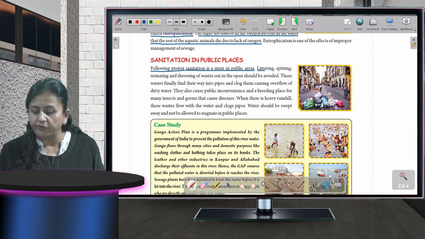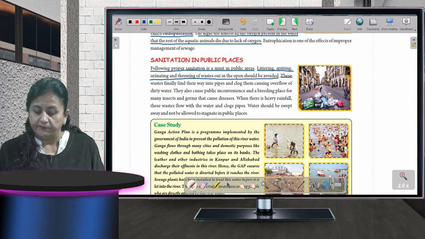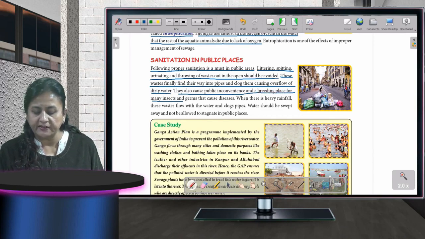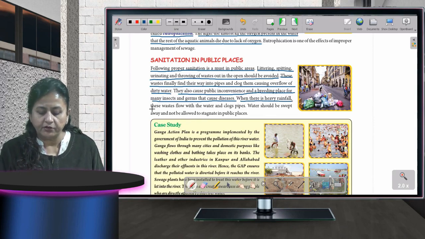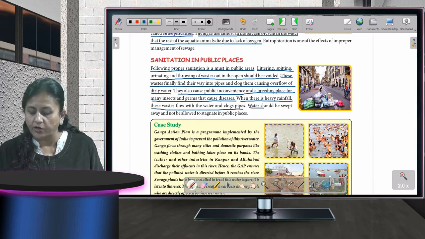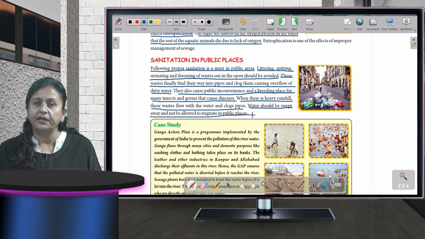Okay? Littering, spitting, urinating, and throwing of waste out in the open should be avoided. These wastes finally find their way into pipes and clog them, causing overflow of dirty water. They also cause public inconvenience and a breeding place for many insects and germs that cause diseases. Whenever there is a heavy rainfall, these wastes flow into the water and clog pipes. Water should be swept away and not be allowed to stagnate in public places.